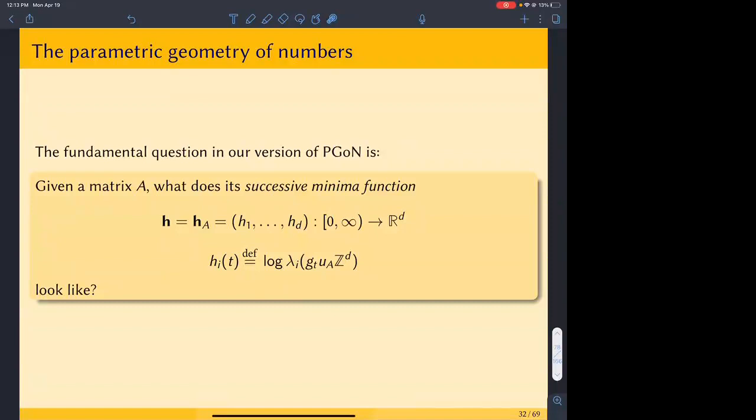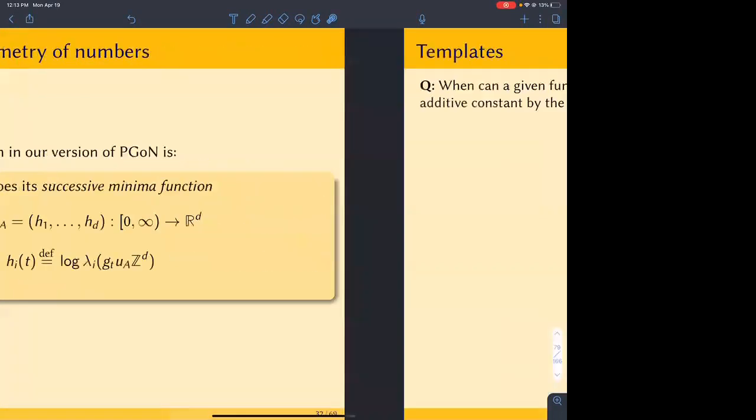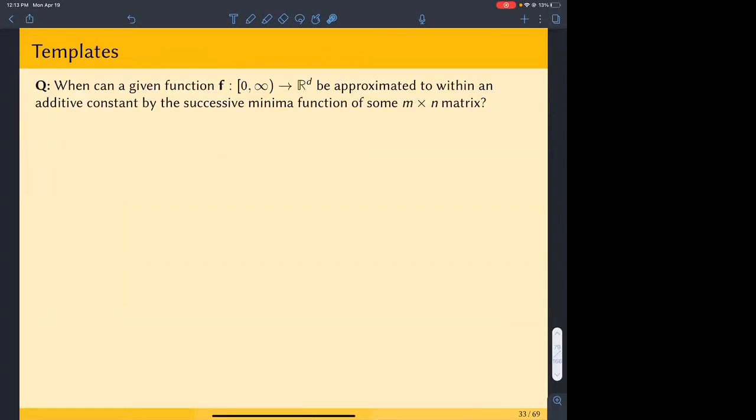Okay, so just to repeat myself, this is the real question. Given a matrix, or as Shahryar says, given a horospherical subgroup, how do you study the analog of the successive minima functions? They're out there. So our answer was this idea called a template. I'm going to motivate it by asking: when can a given function from 0 to infinity to R^d be approximated to within an additive constant by the successive minima function of some m by n matrix? Our answer is that it can, if it can be approximated by what we call an m by n template.